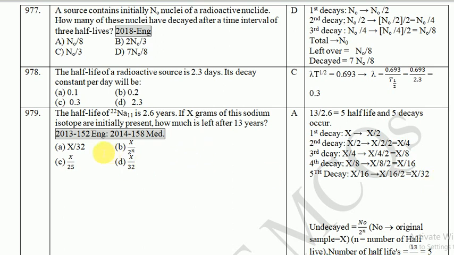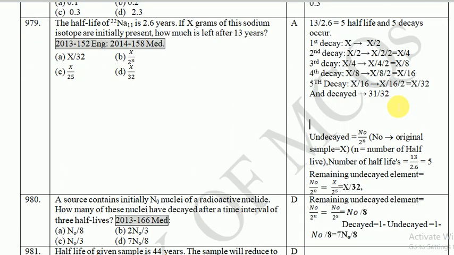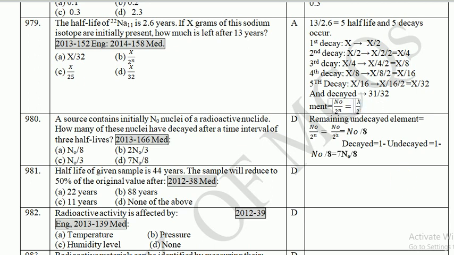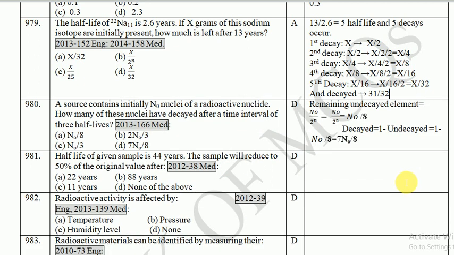So this is option A. The initial substance was X, so after 13 years the leftover substance is X by 32. And how much is decayed? If they ask about the decayed substance in NEET or any other test, it is 31 by 32. So we will solve the next MCQs in the next section. It's enough for today.